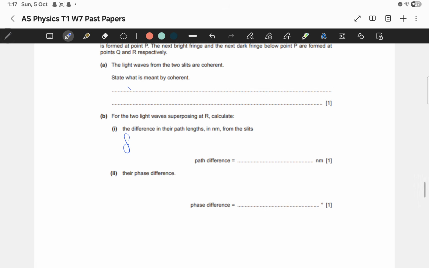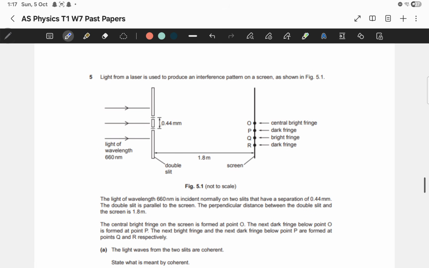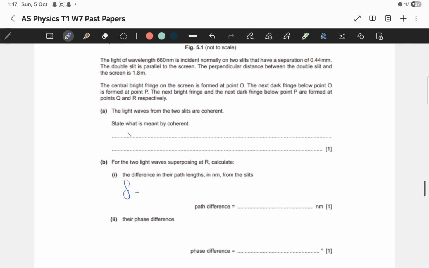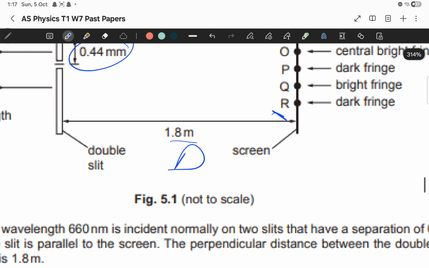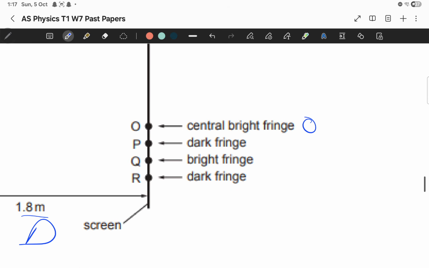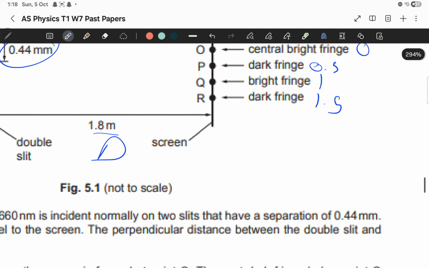Difference in path length, so delta is equal to, what do we have? We have a double slit. I have small d, I have big D, I have lambda. Now they want them superposing at R. So R is here, right? This is the central bright fringe, this is 0. The dark fringe is going to be 0.5, the bright fringe is going to be 1, the dark fringe is going to be 1.5, right? So m at R, so mR is equal to 1.5.